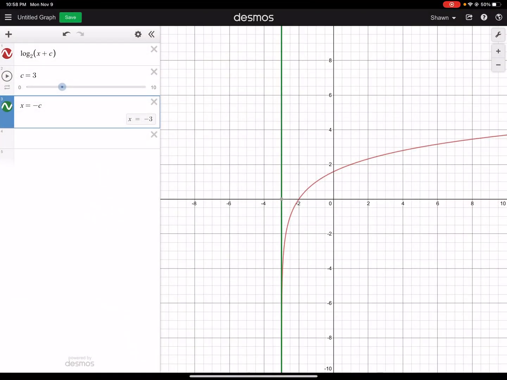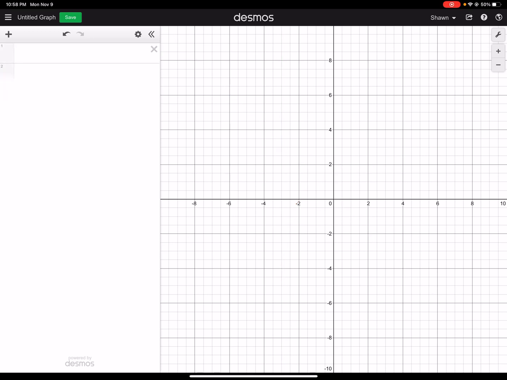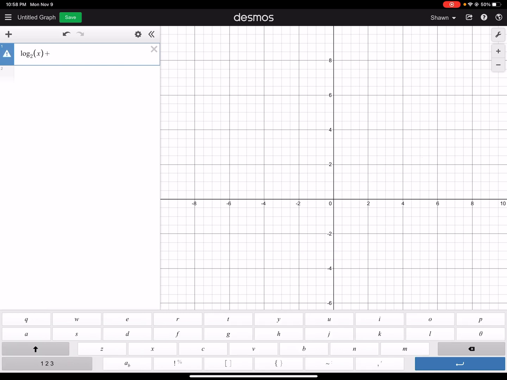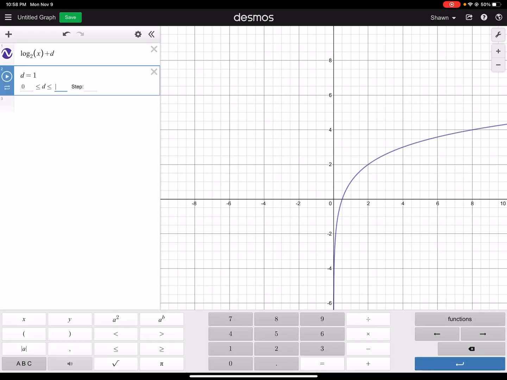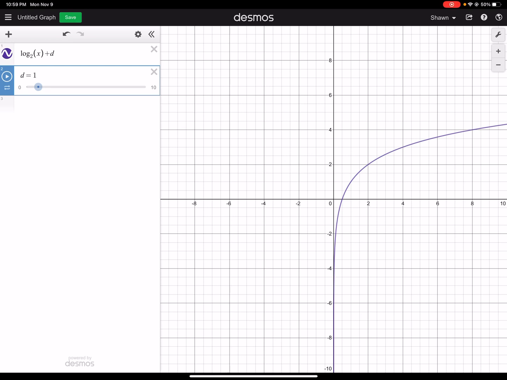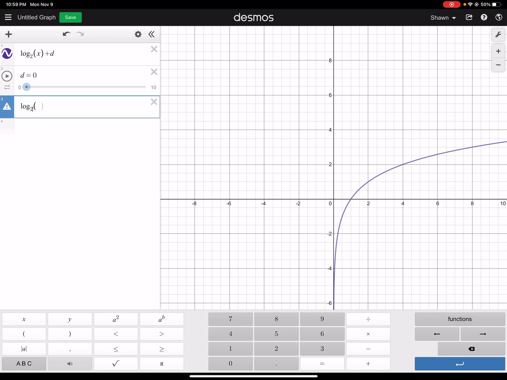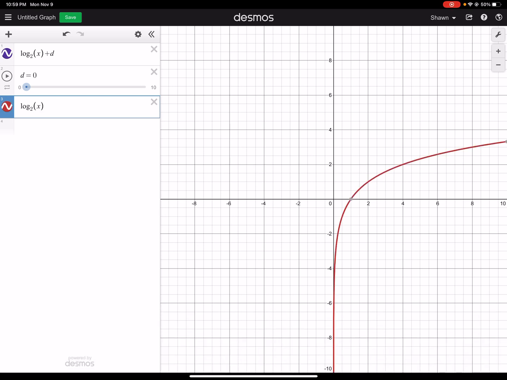So the next thing I want to draw your attention to is, let's take log base 2 of just x, and now I'm going to go plus. I'm going to keep it like the book has. I'm going to put a d there, and I'm going to make d be positive, so we'll go 0 to 10, and we will change by 0.1. Okay, so notice if d is 0, we haven't shifted it up or down at all. And that you can see by the fact that the red and the purple graph lay on top of each other.